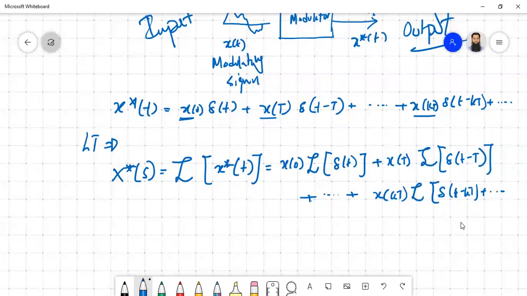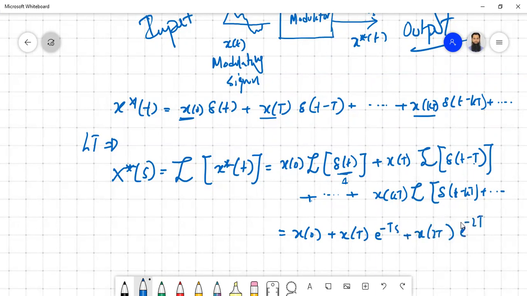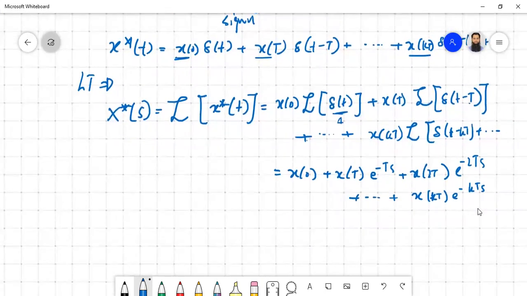have the delay operator. So what we are going to get is x0 first, because the Laplace transformation has magnitude 1. That one is magnitude 1 with the delay. Delay is basically e to the power minus whatever the delay is, times s. So plus x(T) e to the power minus Ts for one delay, and the next one, x(2T) e to the power minus 2Ts. It goes up to x(kT) e to the power minus kTs. In summation, we can write it this way: k equal to 0 to infinity, x(kT) e to the power minus kTs.